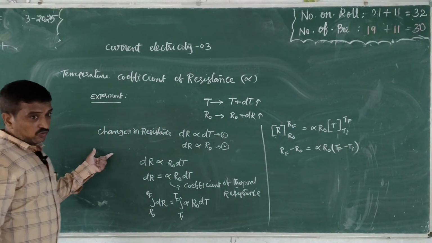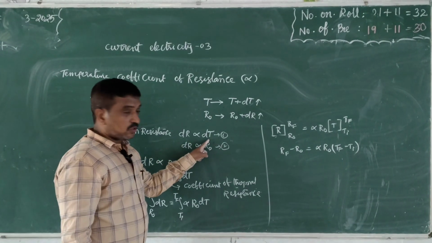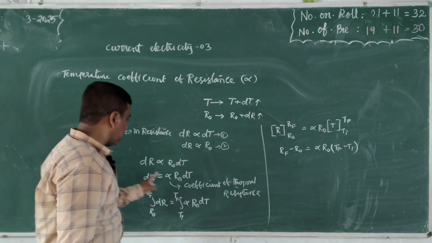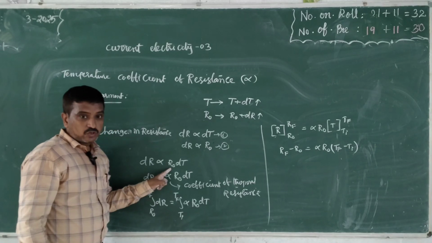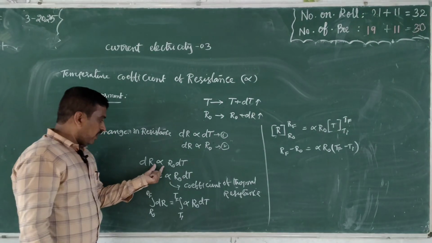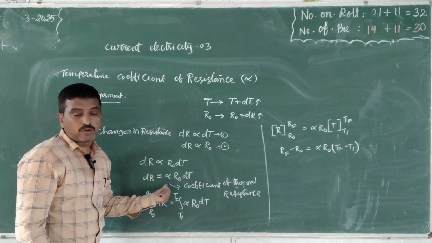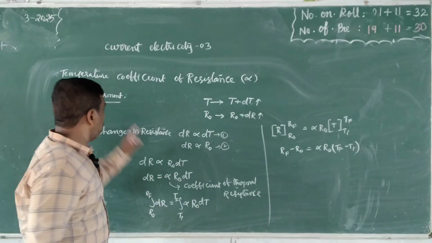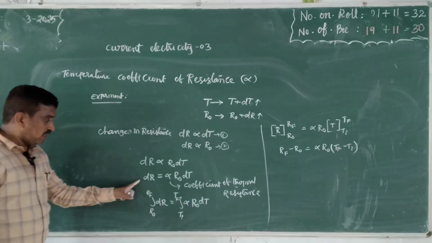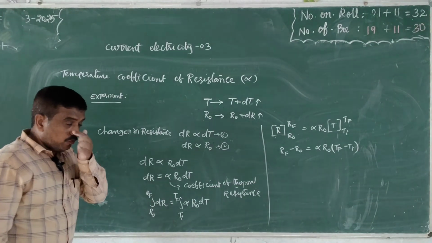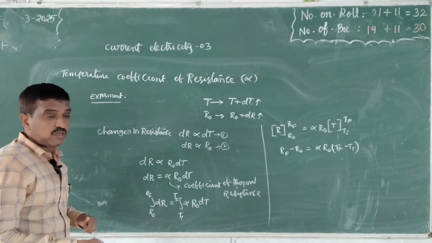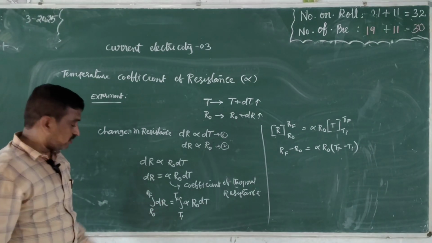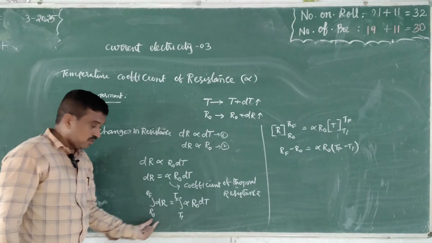Actually, change in resistance is directly proportional to change in temperature, and change in resistance is directly proportional to initial resistance. From this we can write change in resistance is directly proportional to initial resistance and change in temperature. So we remove proportionality and add the proportionality constant alpha, which we call the coefficient of thermal resistance or temperature coefficient of resistance. Here, values change from initial temperature to final temperature and initial resistance to final resistance. So for finding this, we take integration on both sides, from Ti to Tf and R naught to Rf.